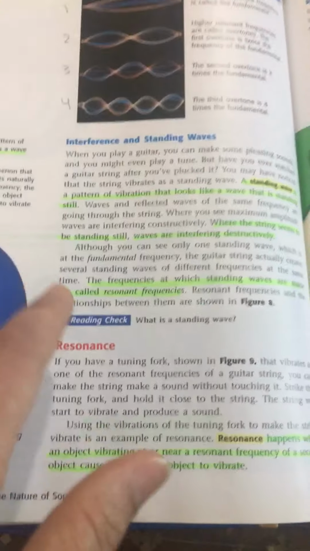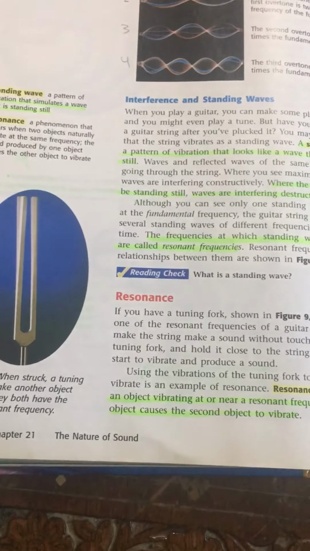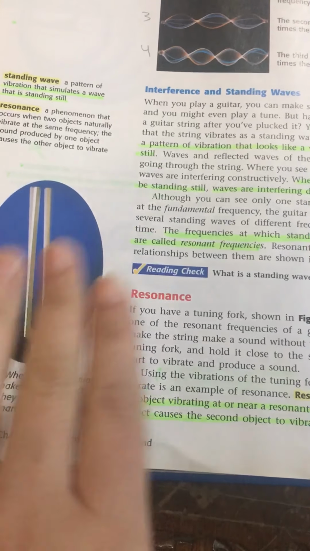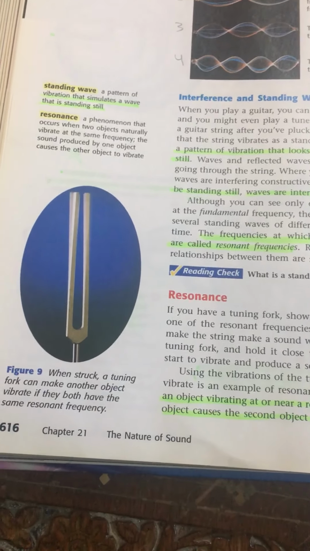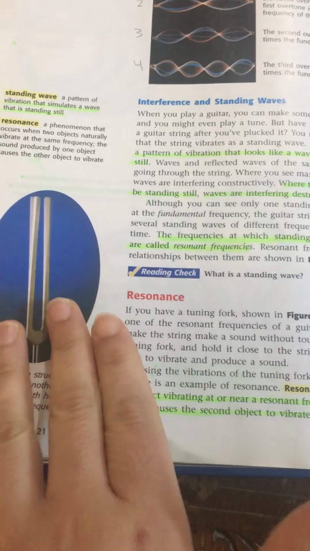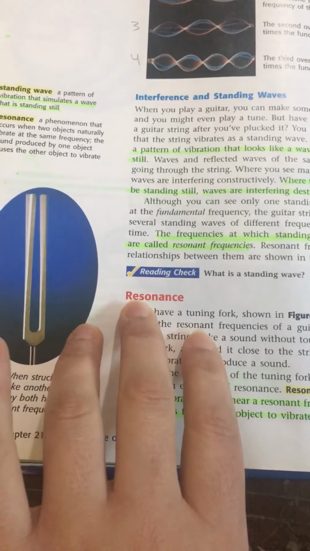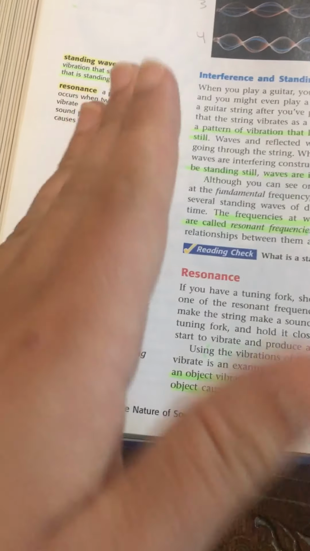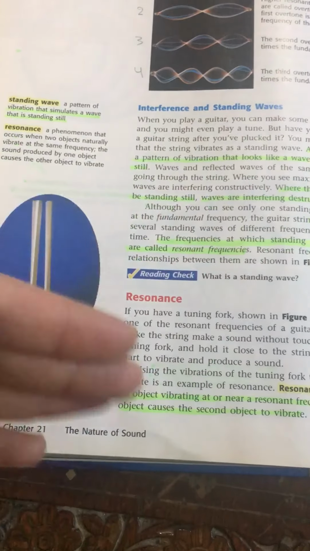Which means when you just move one string, the other strings will start to move. Or if you want to make this tuning fork move, just put it beside something that is already vibrating, so it will start to vibrate. Without touching it, without pushing it, it will start to vibrate. Why? Because of a phenomenon called resonance. The resonance happens because of a vibrating object beside it. It will push the air toward it and make it vibrate without moving it.